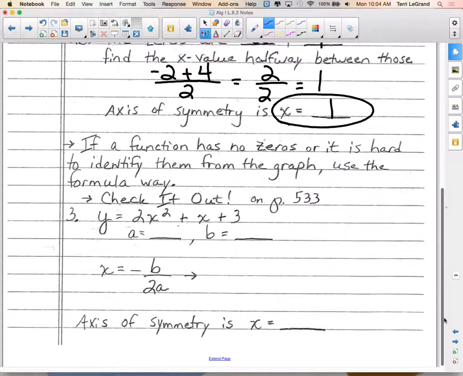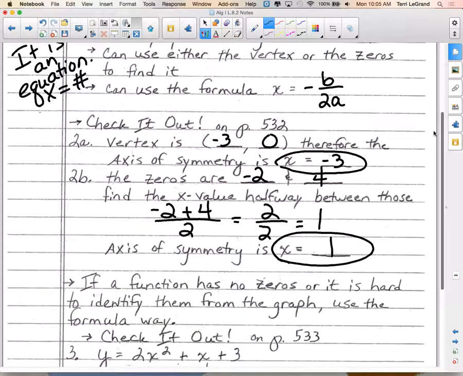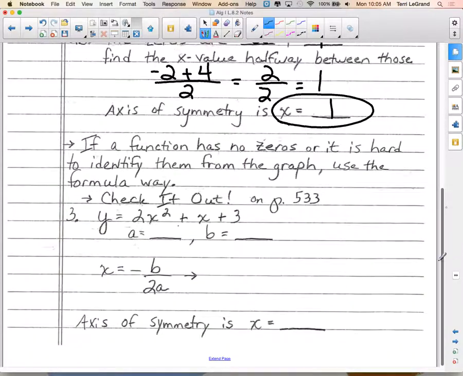Well, if a function has no zeros, or even more importantly, it's hard to identify them from the graph, we need to use that little formula I just introduced to you: x equals negative b over 2a. So let's go look at number 3. Check it out on page 533.